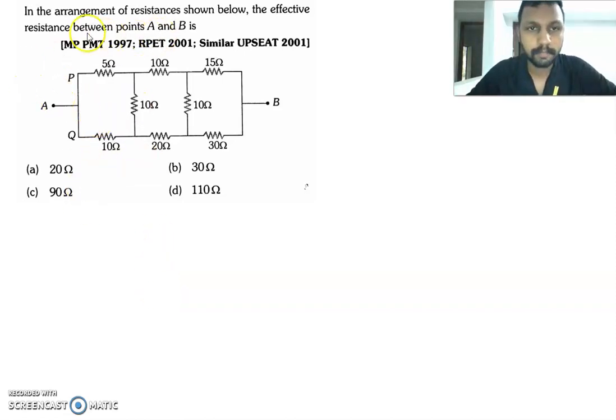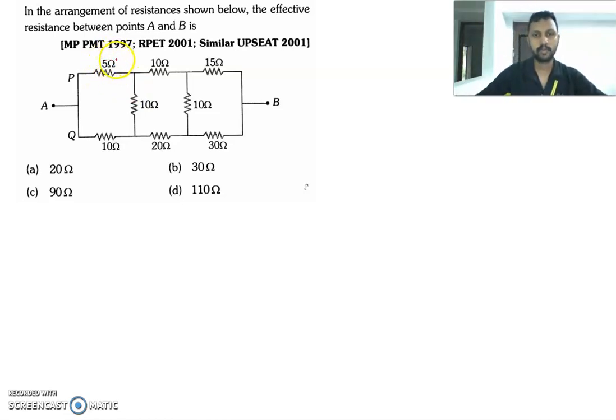Looking at this problem: in the arrangement of resistance shown below, the effective resistance between A and B is. For finding the effective resistance, we know Wheatstone's principle. If the resistors are in the ratio P by Q equal to R by S, then the current passing through the middle resistor, or the galvanometer, is 0.